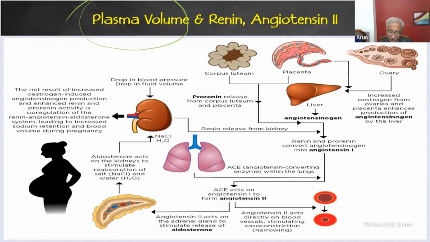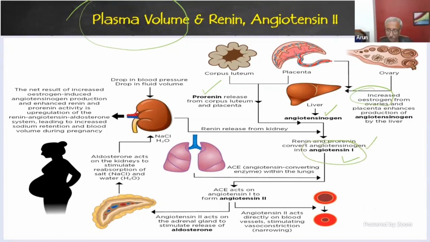Now, plasma volume is taken care of by the renin-angiotensin system, which we all know from our physiology. Let's just try to recapitulate what happens. The corpus luteum and placenta produce a hormone called prorenin. And placenta and ovary together increase estrogens. And estrogens then enhance the production of angiotensinogen from the liver. So now we have two things: prorenin from corpus luteum and placenta, and angiotensinogen from liver. Now, renin is also released from the kidneys. Renin and prorenin convert angiotensinogen into angiotensin 1.